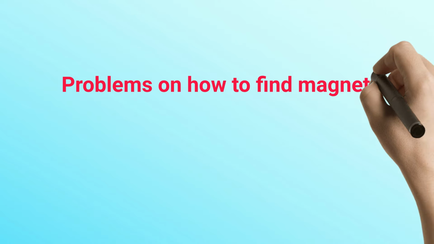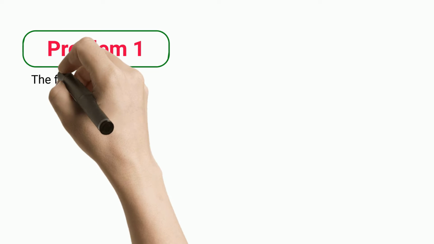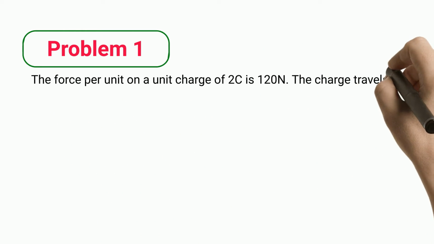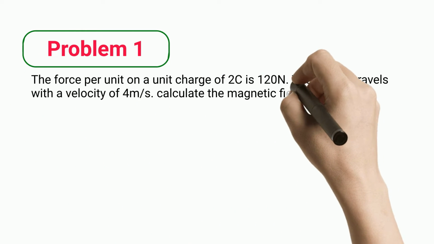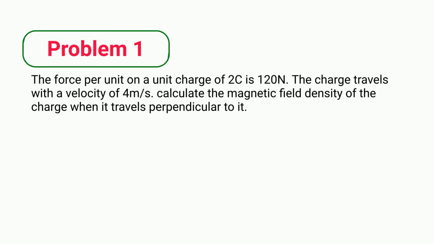Problems on how to find magnetic field from velocity. Problem 1. The force on a unit charge of 2 C is 120 N. The charge travels with a velocity of 4 meters per second. Calculate the magnetic field density of the charge when it travels perpendicular to it.